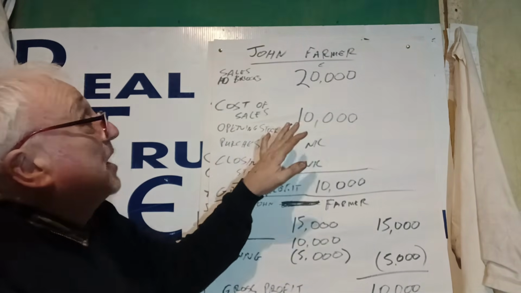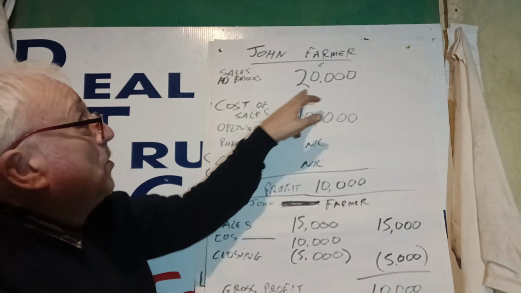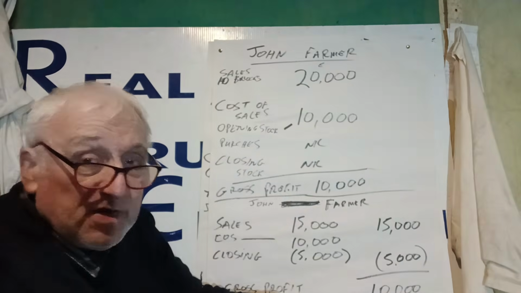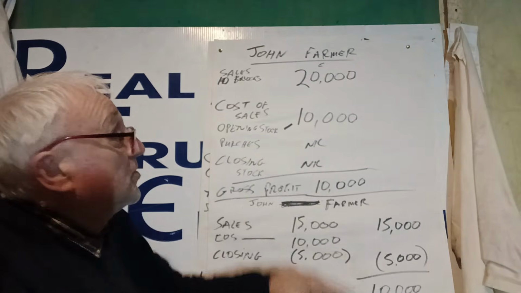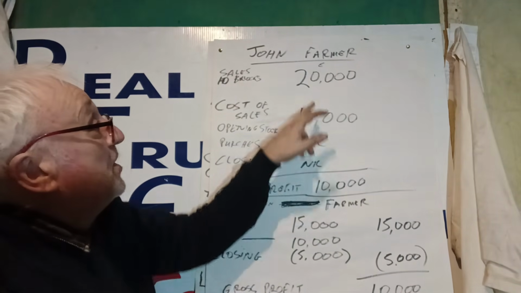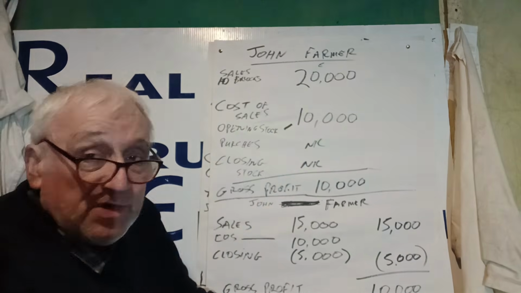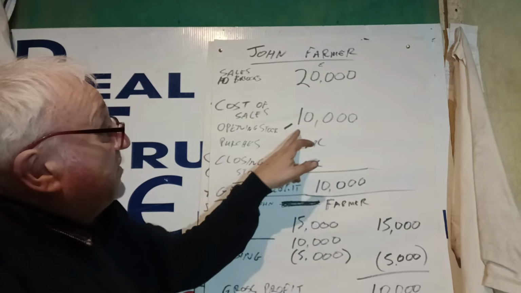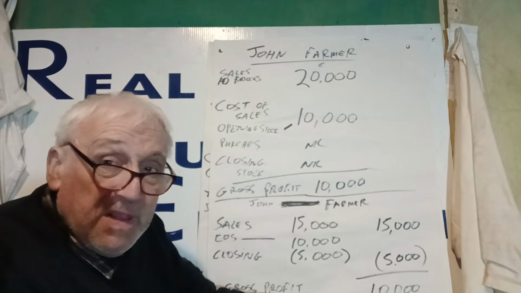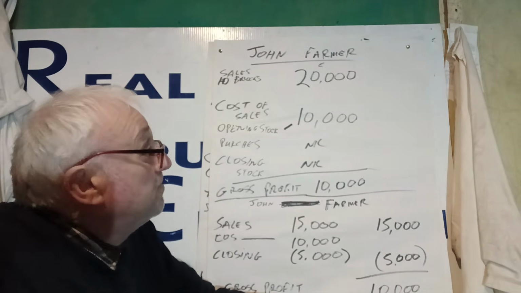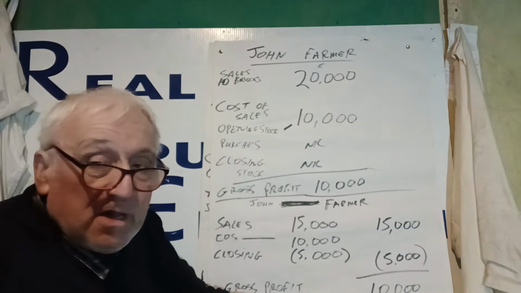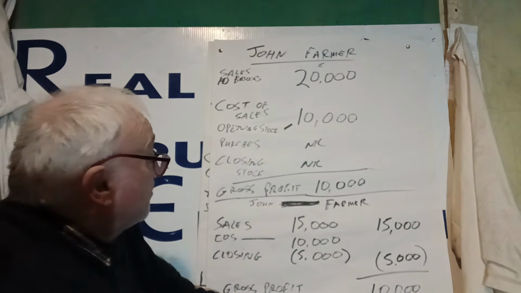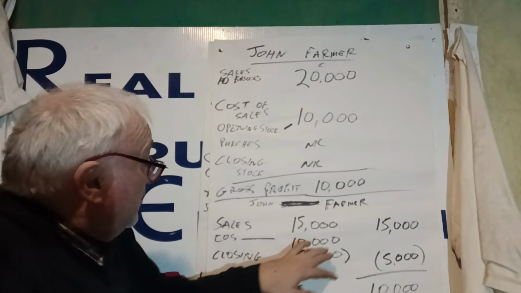But in this simple case, he sold 10 bullocks for 20,000, and he had them coming in at the beginning of the year, so they were worth 10,000 at the beginning of the year. Now, how can there be a difference between 20 and 10? They grew up. He fed them meal and grass, and it was a good year. So that's how his cattle performed. They made 10,000 for him over the year. Okay. So the gross profit is 10,000.